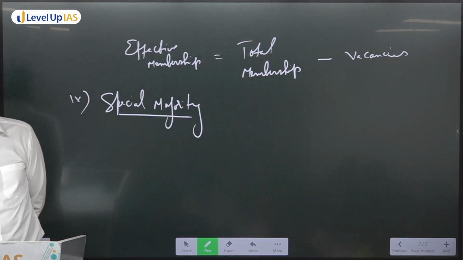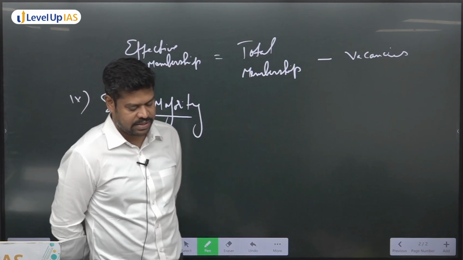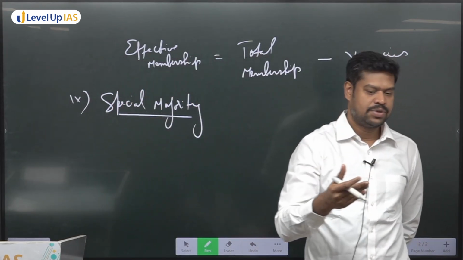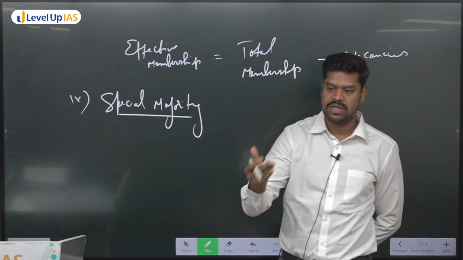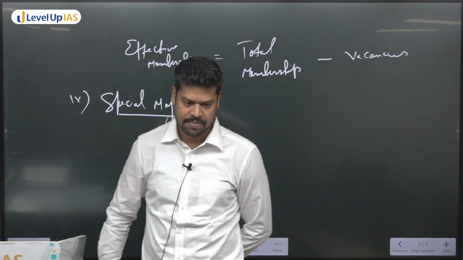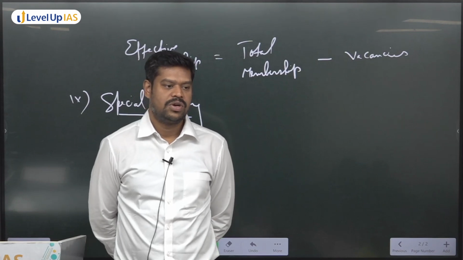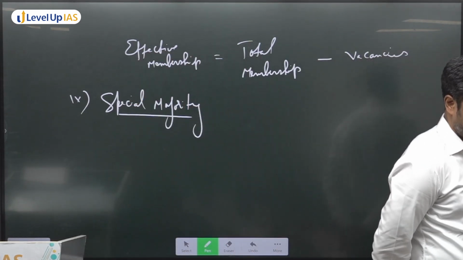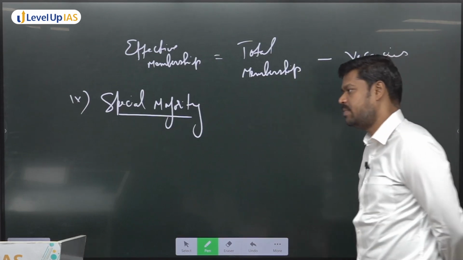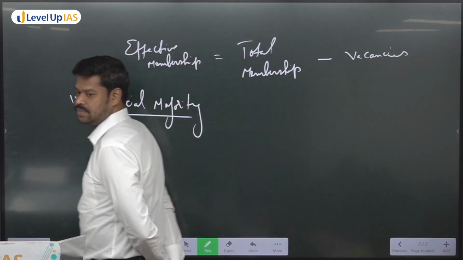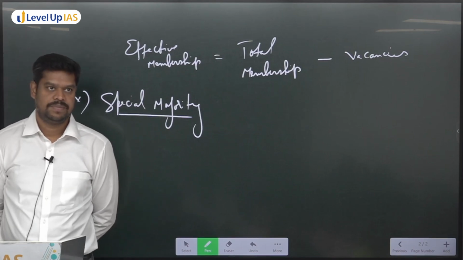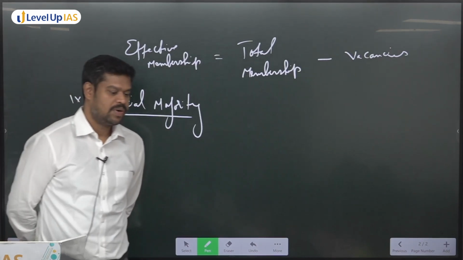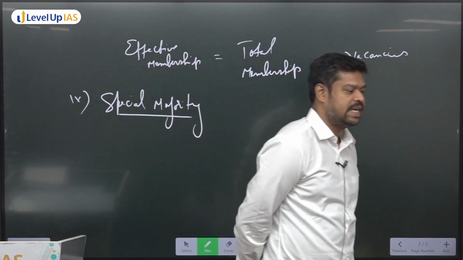all the other majorities, apart from the above three types of majority, that is simple majority, absolute majority and the effective majority, are classified as special majority, or special majorities. However, there are different types of special majority.